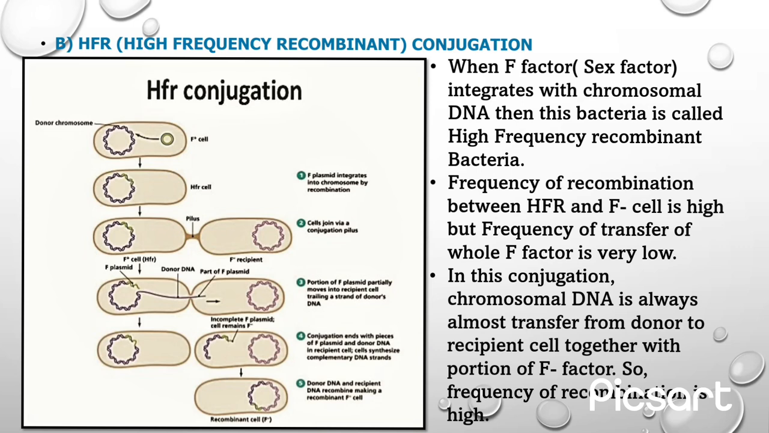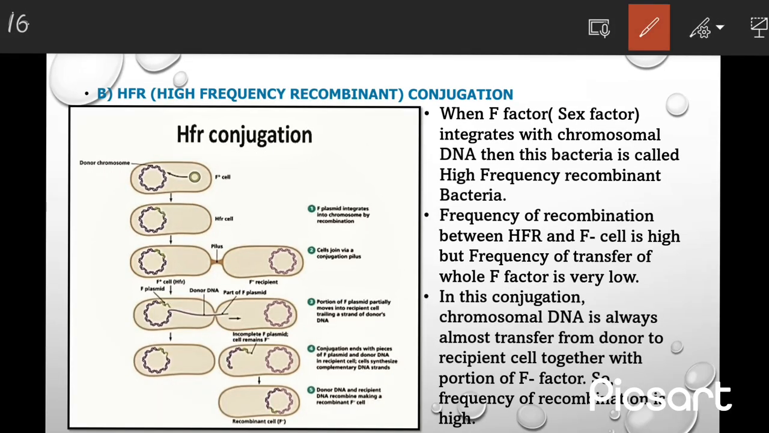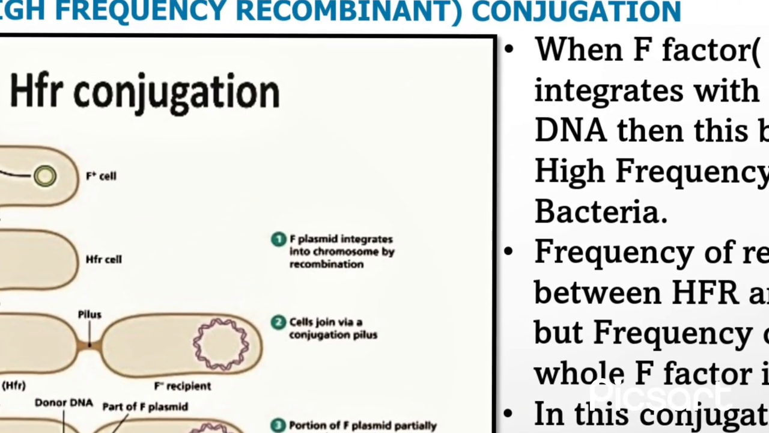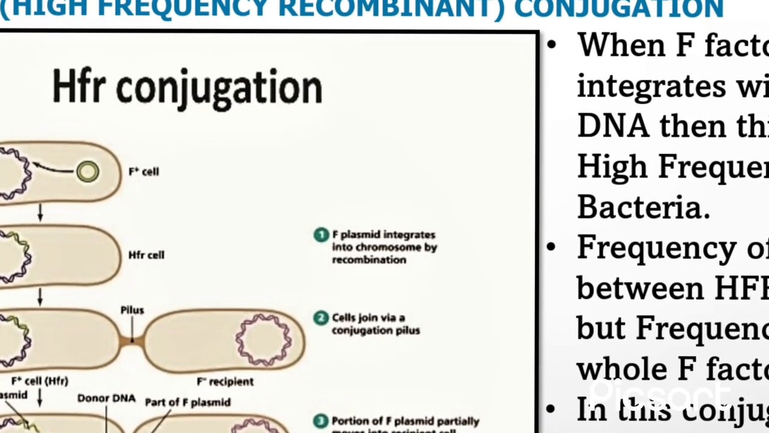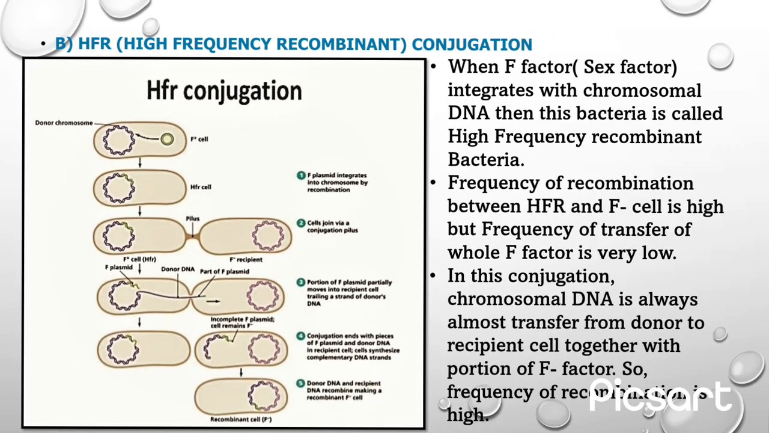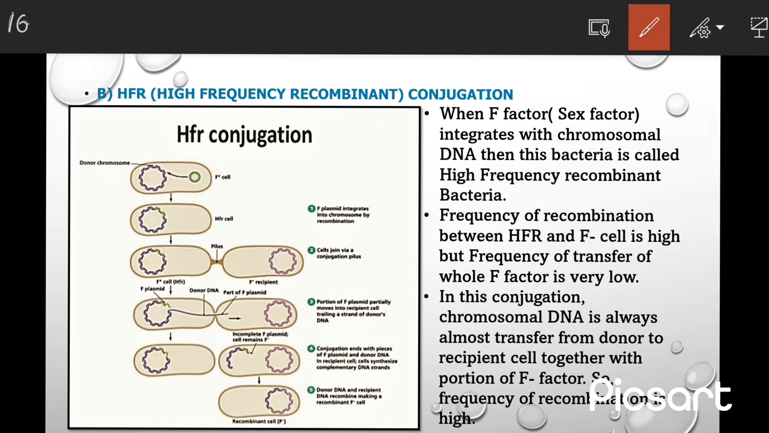Now conjugation can also be done by high frequency recombinant cells. What are Hfr, or high frequency recombinant, cells? These are F plasmids only, but during integration with chromosomal DNA, the F factor, as you can see in this diagram, integrates into the chromosomal DNA, thus producing the Hfr cell. Similar to F plus conjugation, conjugation takes place.